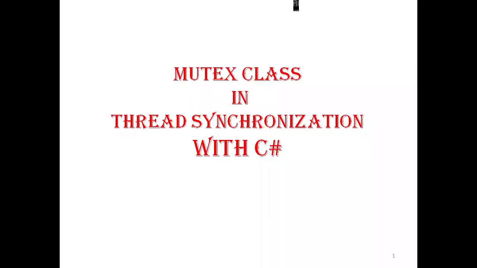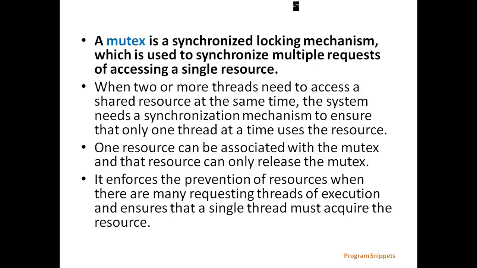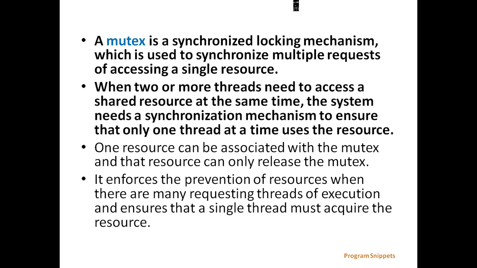Here we will see the Mutex class in thread synchronization. A mutex is a synchronized locking mechanism which is used to synchronize multiple requests of accessing a single resource. When two or more threads need to access a shared resource at the same time, the system needs a synchronization mechanism to ensure that only one thread at a time uses the resource.